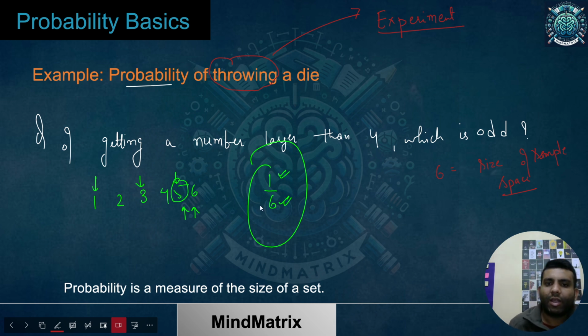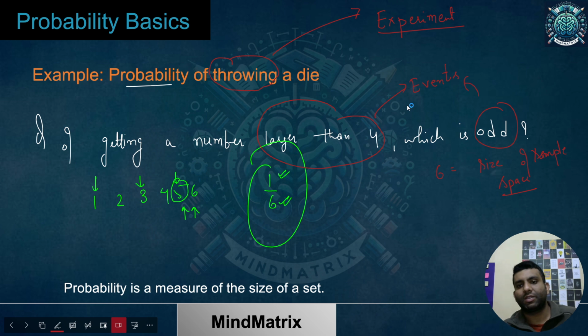And if I talk about numbers larger than 4, or odd, then I'm talking about events. I'm talking about some events taking place. Events would be something from our sample space. Events also represent some kind of subset of the sample space. We'll discuss all these things in detail in the next session. So over here, 1 is representing the size of my event.